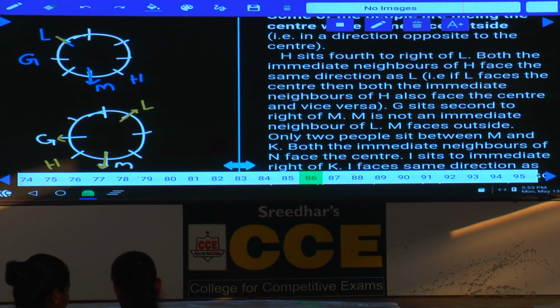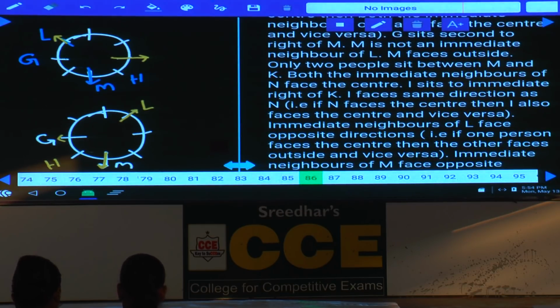Both the immediate neighbors of H face the same direction as L. That means G, M, L must be in the same direction. M is away, hence this L must also be away from the center. Are you following this one or not? Then G sits second to the right of M. We have taken that one. M is not an immediate neighbor of L.